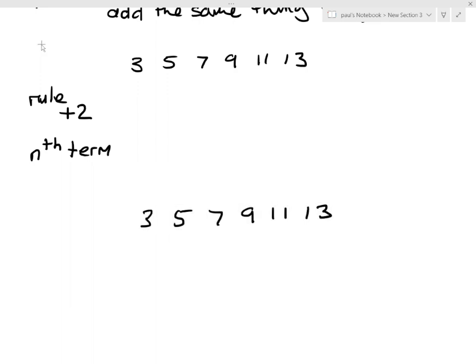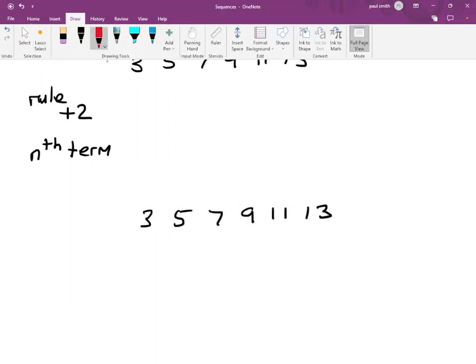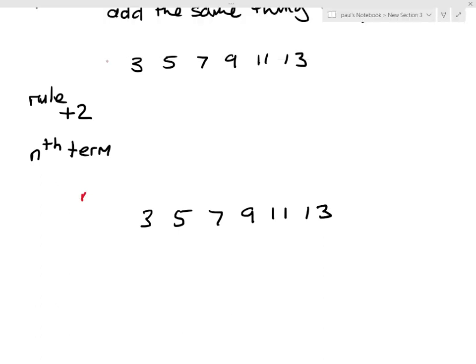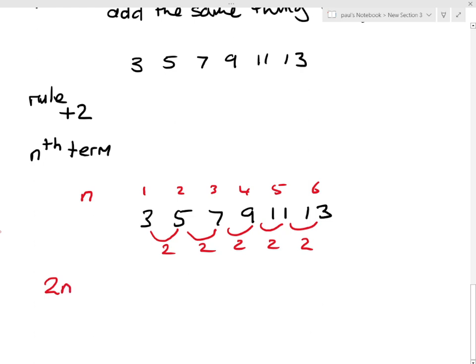Okay. So we're going to do at the top the n number. Now this is the number in the sequence. So first, second, third, fourth, fifth and sixth. So we have the n number. Then we find the rule. So this is add 2, add 2, add 2, add 2 and add 2. Now the 2 becomes our n number. So we have 2n.